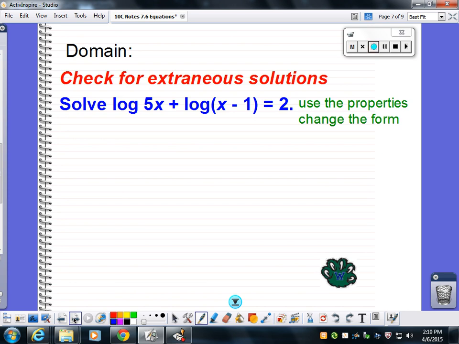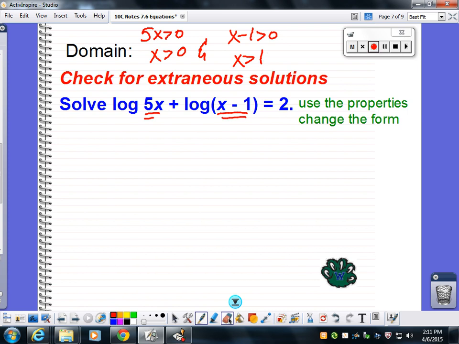Let's look at the domains. Notice I have two separate x's here. That means I'm going to look at the domain for both of these. So 5x has to be greater than 0, so that means x has to be greater than 0. And x minus 1 is greater than 0, so that means x has to be greater than 1. So it has to meet both of those conditions. We're going to check when we get our final answer, and make sure it meets both of those conditions.